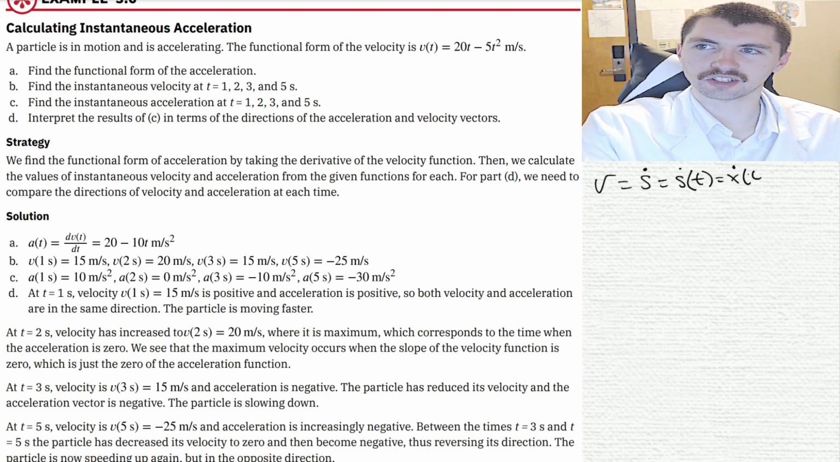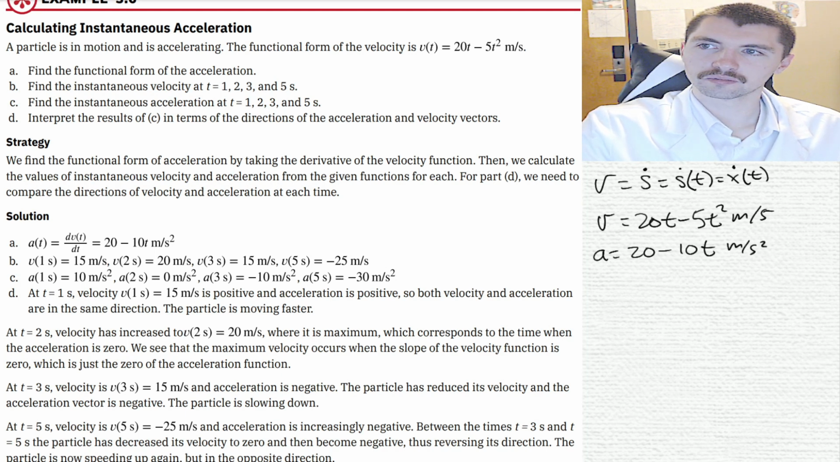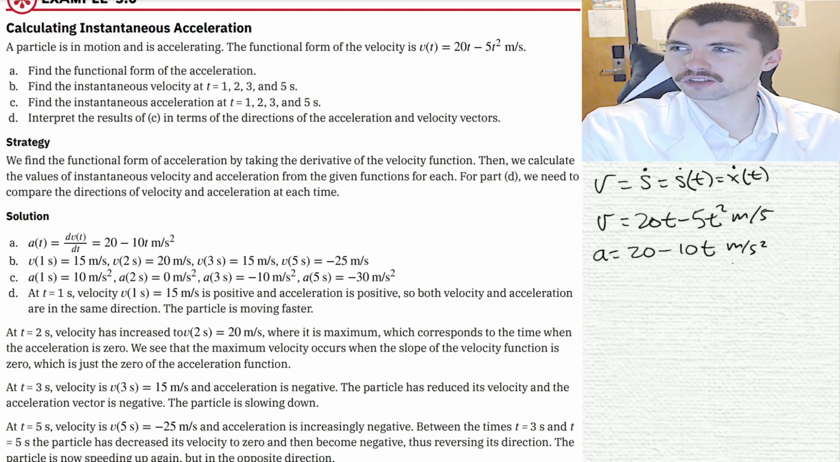So these are all the same ways of writing velocity. Here we have V is 20t minus 5t squared, and A is 20 minus 10t. And again, they're omitting the direction. They call these vectors, but sometimes they don't even, I don't know. I wish they would be consistent. So, functional form, instantaneous velocity.